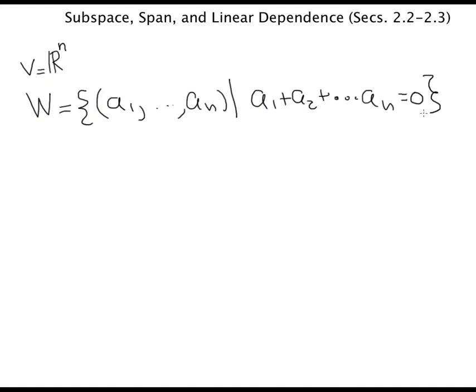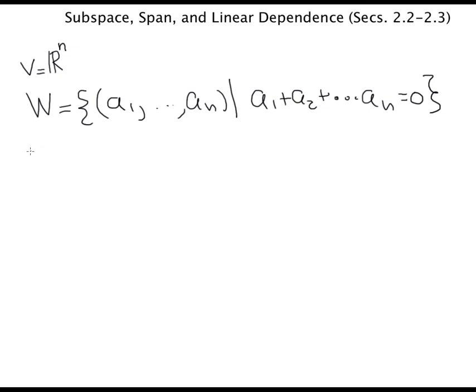Is that a subspace? Well, the answer is yes. What do you have to check? You have to check that if you have a vector where the sum of the coordinates is 0 and another one, and you add them, it still has that property. And that's true. And you also have to check that if you have a vector and you multiply it by any scalar, and the sum of the coordinates was 0, then the sum of the coordinates after you multiply by a scalar is still 0.